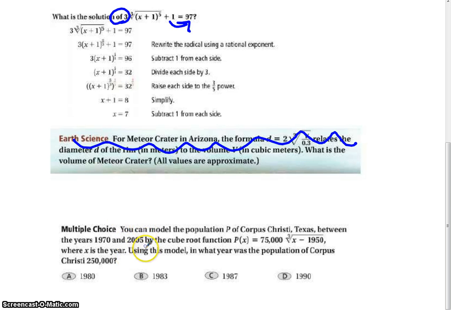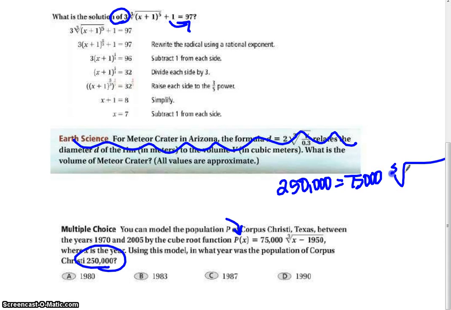Okay, another way you can solve things when they have huge numbers like this. When they have huge numbers, you would like to go to the calculator, but they're so big it's hard to get zoomed out enough. So you really need to just solve it. We need to put 250,000 in over here. So you would have 250,000 is equal to 75,000 times the cubed root of x minus 1950. You want to start by moving that 75,000.